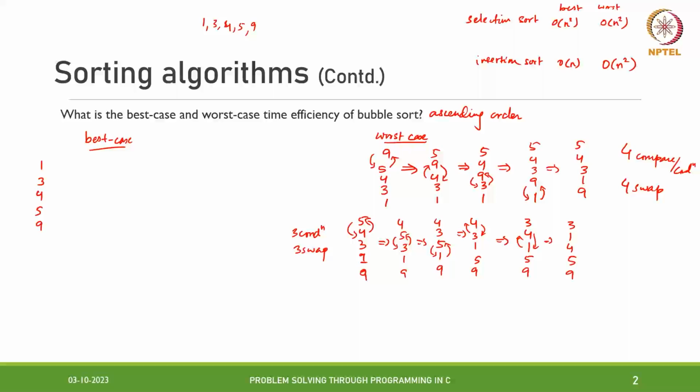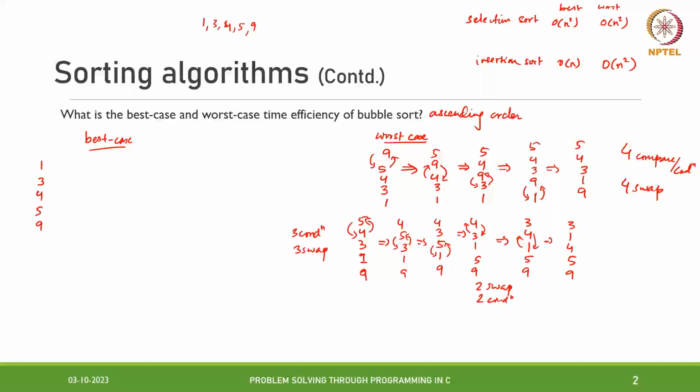So now I am convinced that the last 3 elements are sorted. Now I only have to look into the first 2 elements. So how many swaps have I done here? I have done 2 conditionals and 2 swaps, right?